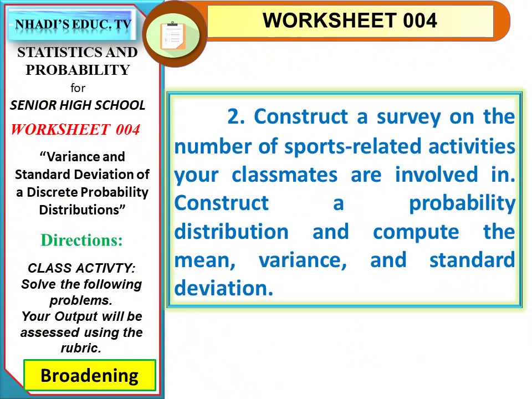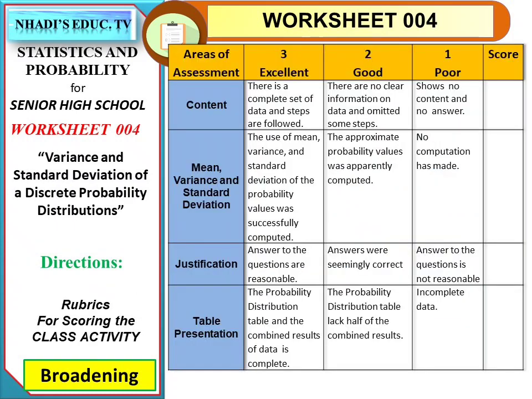Number 2, construct a survey on the number of sports-related activities your classmates are involved in. Construct a probability distribution and compute the mean, variance, and standard deviation. So here is now the rubrics for scoring the class activity. The areas of assessment will be content, mean, variance, and standard deviation, justification, and table presentation, with the score for excellent 3, good 2, and 1 for poor.